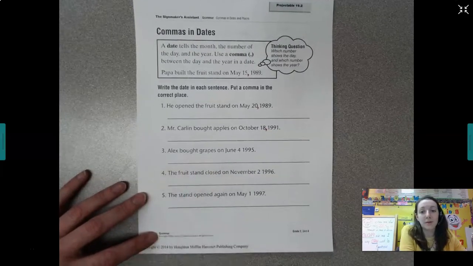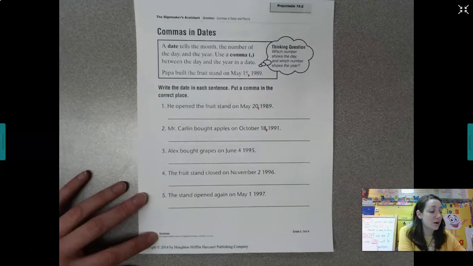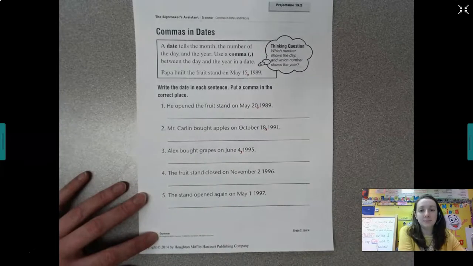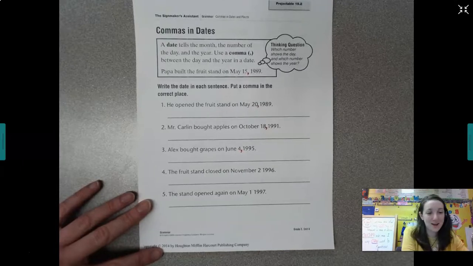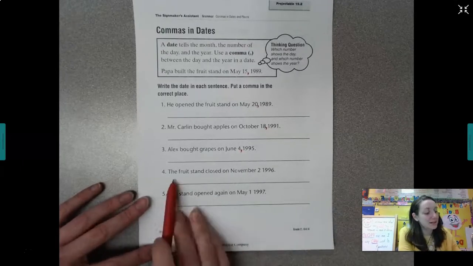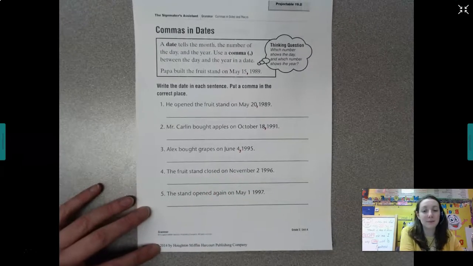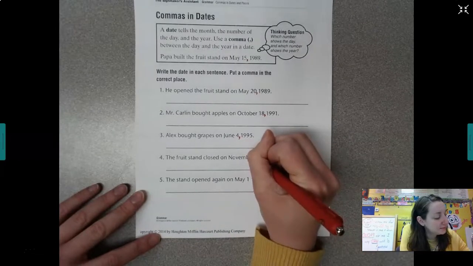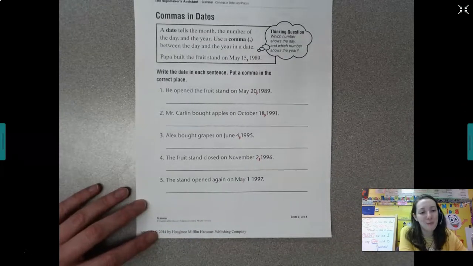Alex bought grapes on June 4th, 1995. So, putting the comma between the day and the year. The day is June 4th, so that 4, and the year is 1995. And that's actually the year that I was born, so I like that year a lot. I'm glad it's on the paper. Alright, so the fruit stand closed on November 2nd, 1996. Where do I put the comma here? Well, in between the day and the year. So the day is November 2nd, and the year is 1996, so the comma goes between those two. Hope you're seeing a bit of a pattern here.